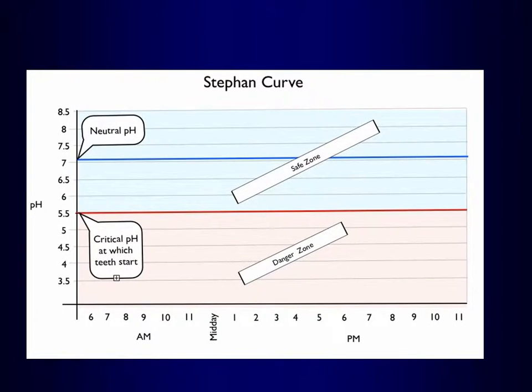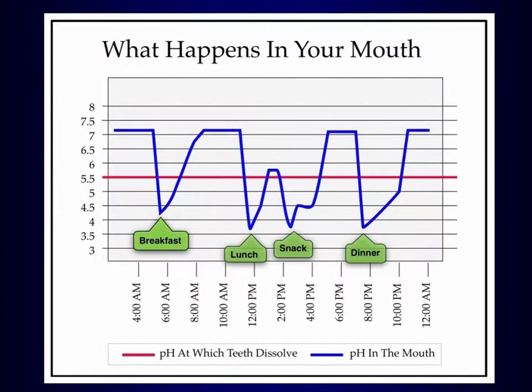I don't know if you are familiar with the Stefan curve, but this is a curve that you really need to be familiar with. What we have here is a depiction of the oral pH, and 7 is neutral. When you eat, the pH in your mouth drops, and at somewhere around 5 or 5.5, if you go below that, that's the zone in which your teeth are prone to demineralize. So this is what happens when you eat.